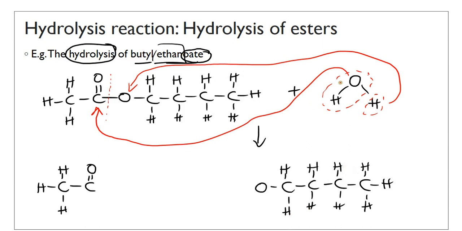So this OH coming in here gives you the carboxylic acid. You can see the carboxyl group has been reformed. And this H comes in here, so the hydroxyl group is reformed. So you're going to have ethanoic acid and butan-1-ol as the products. KOH catalyst here.